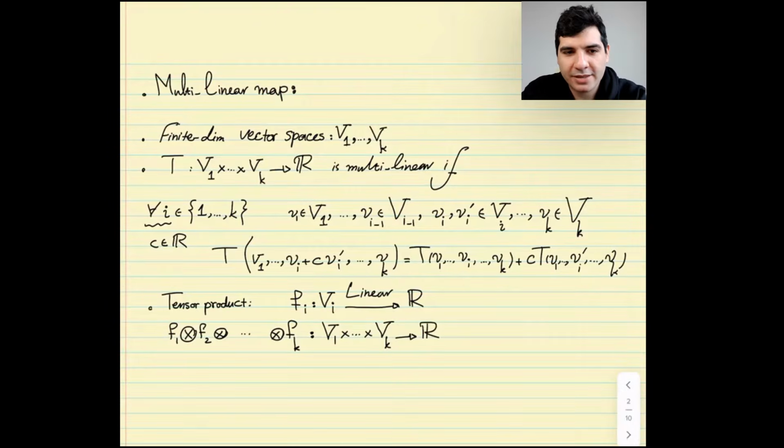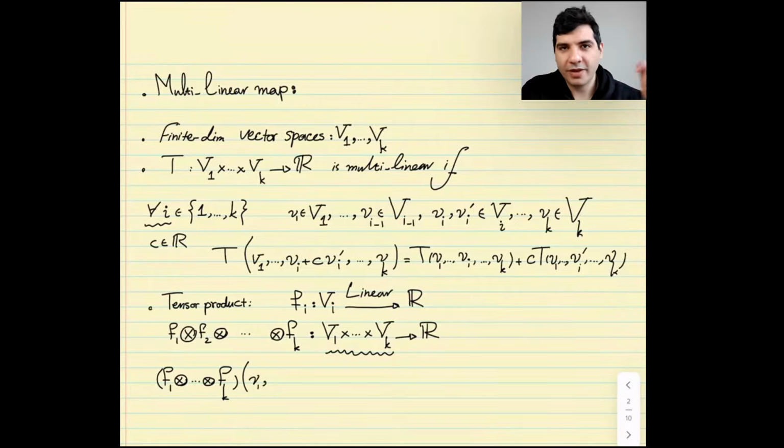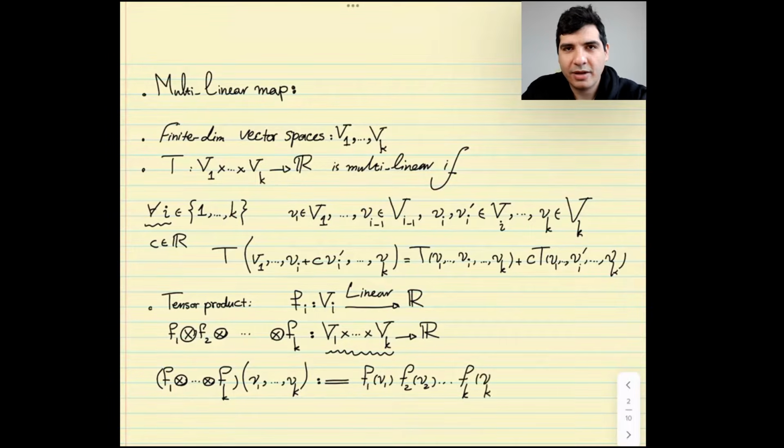How are we going to define this? In order for me to tell you what the tensor product of F1 up to Fk is, I should say what the value of this map is on any k-tuple of vectors v1, v2 up to vk, where v1 comes from the vector space V1, up to vk comes from the vector space Vk. I should tell you the value of F1 tensor up to Fk on v1 up to vk. Note that F1 of v1 makes perfect sense, right? F1 is defined on the vector space V1. F2 of v2 is defined, up to Fk of vk.